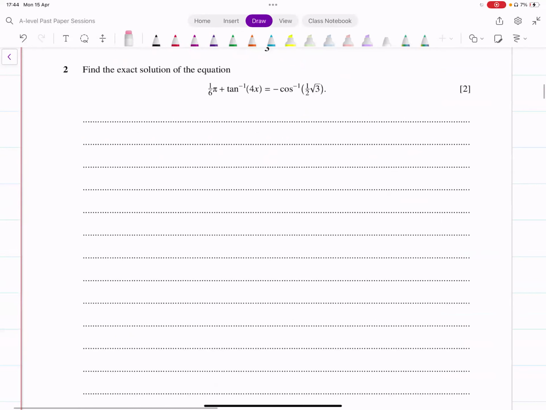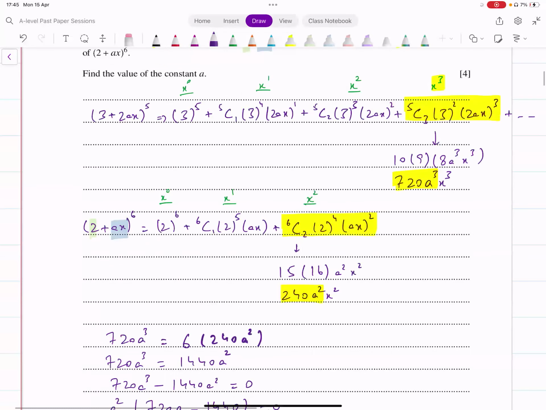Question number 2. Find the exact solution of this equation. Now, whenever it says exact somewhere, what does that mean? That means your answer cannot be in decimals. You cannot use decimals anywhere, okay? Exact means you cannot use decimals. Now, you should understand the question statements like this properly as well. Just like in the last question, I told you when it says find the value, that's basically telling you there has to be only one answer. You can't have multiple answers.